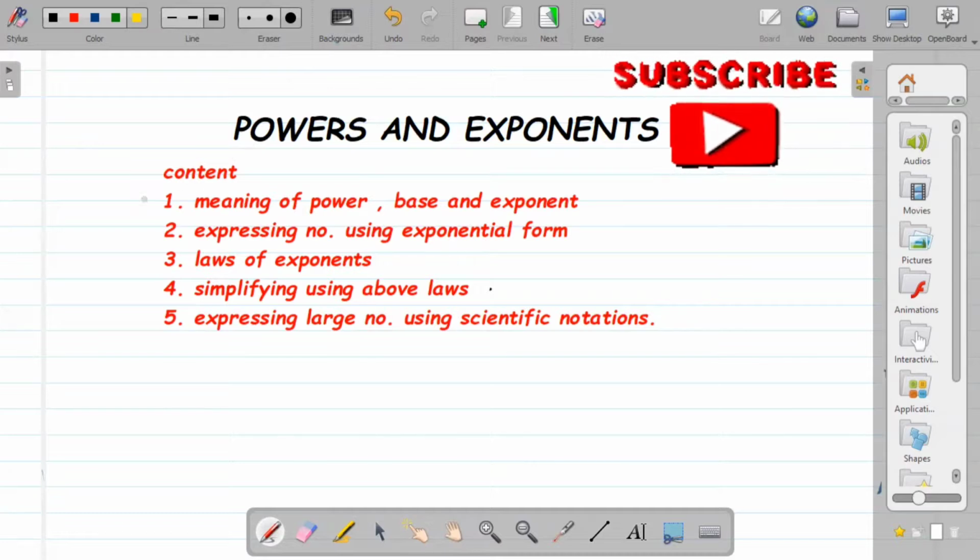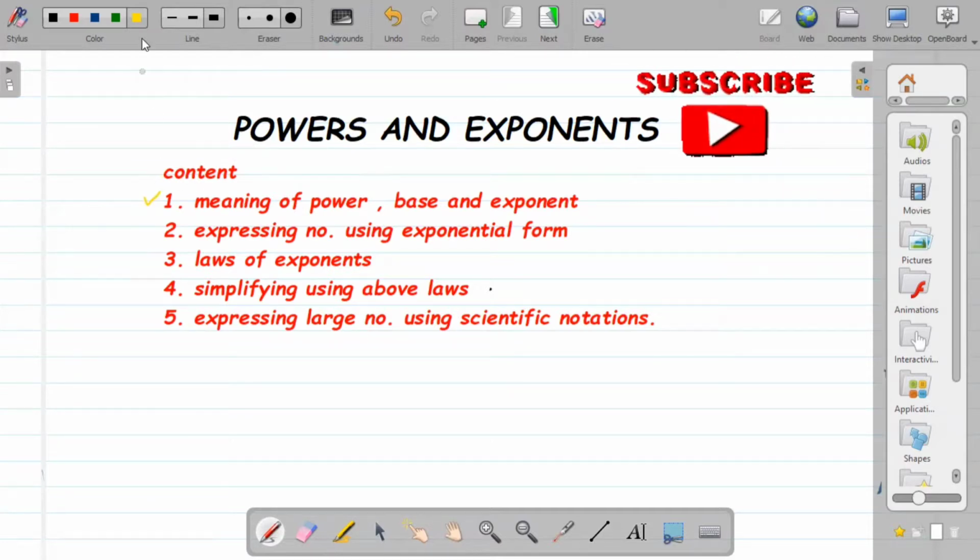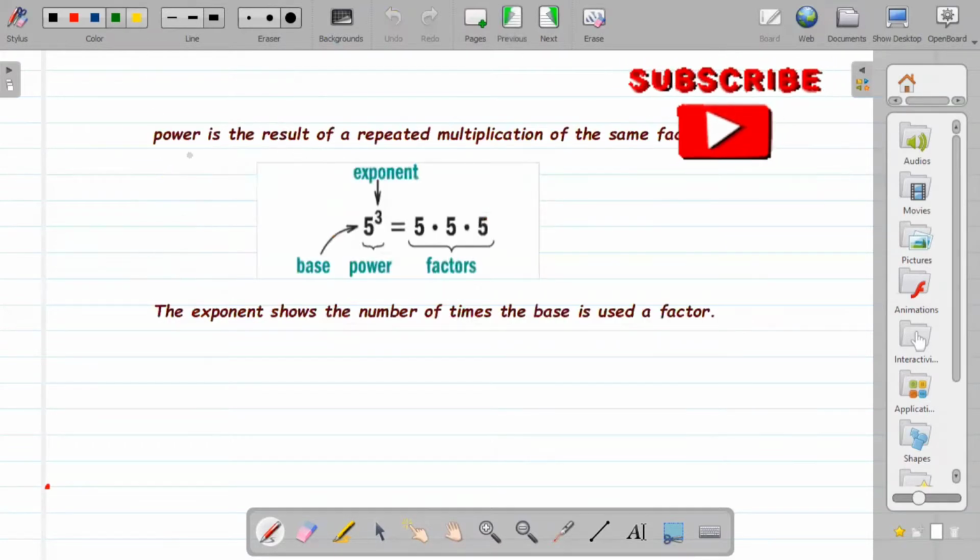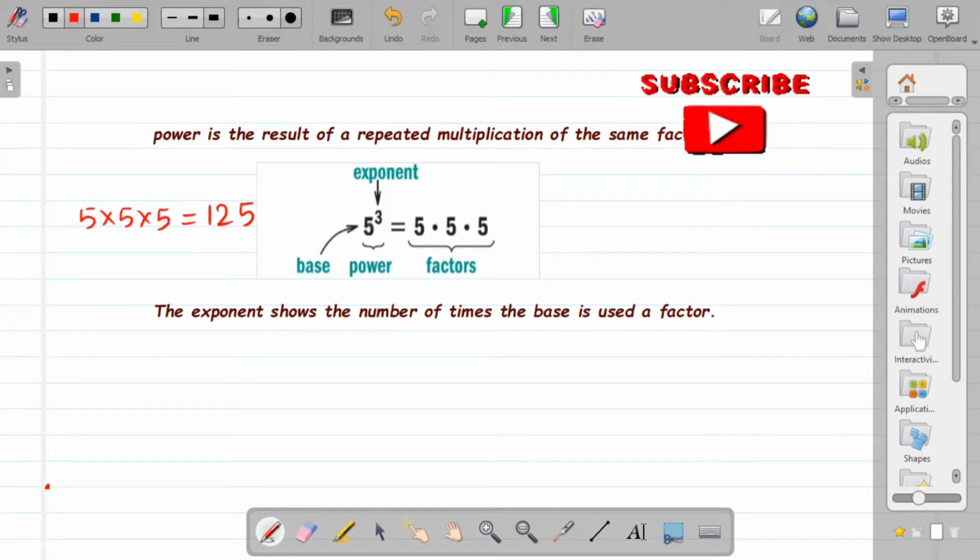So in this video we will study what is the meaning of power and exponent. Now power. Power is nothing but the result of repeated multiplication of the same factors. So let's just have one example, that is 125. Now we know what are the factors of 125. These are nothing but 5 into 5 into 5. Okay, that is 5 repeated 3 times.